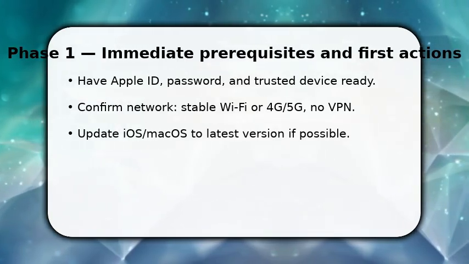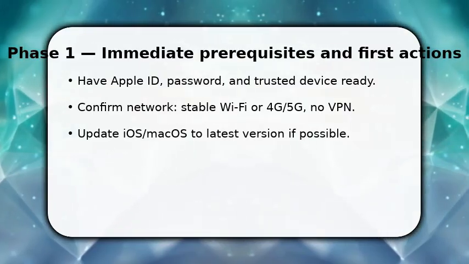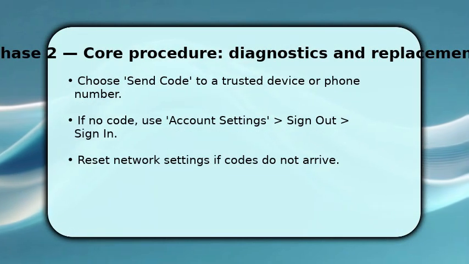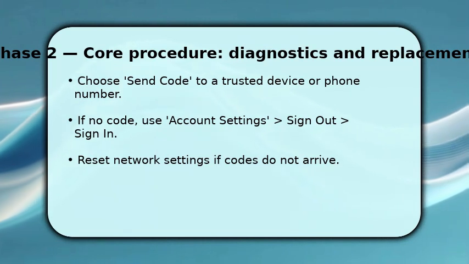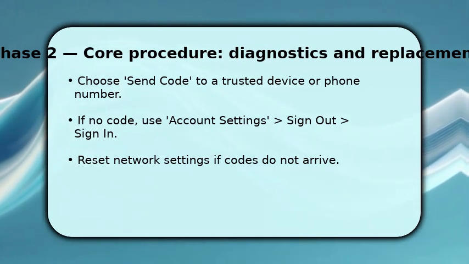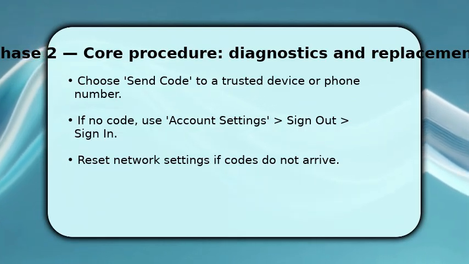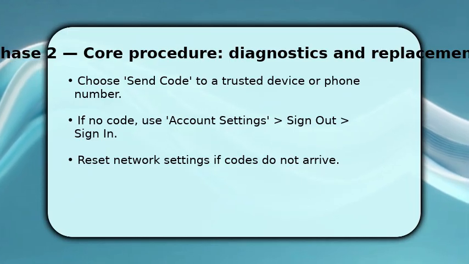The system will prompt for a code or re-sign in, and that prompt is what you'll use in the next step. You should select Send Code to receive a verification code on a trusted device or phone number. This is the simplest path. If no code appears, go to Account Settings, sign out of your Apple ID, then sign back in. That forces a fresh authentication.